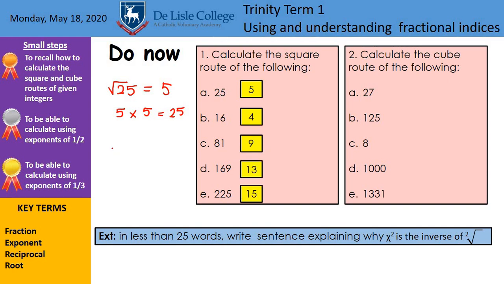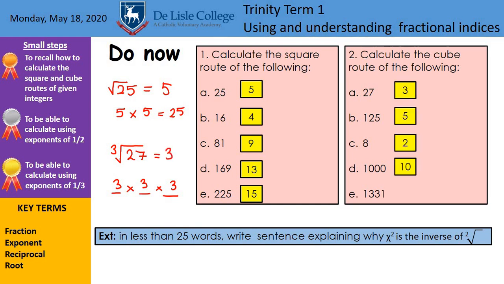And then here, for the second part, you're looking for the cube root. So you're looking for this on your calculator. And if we're trying to find the cube root of 27, it means which number do you times by itself twice to get 27? Well, we should know that 3 times 3 is 9, 9 times 3 is 27, and therefore the cube root of 27 is 3. So these are all of our cube roots.